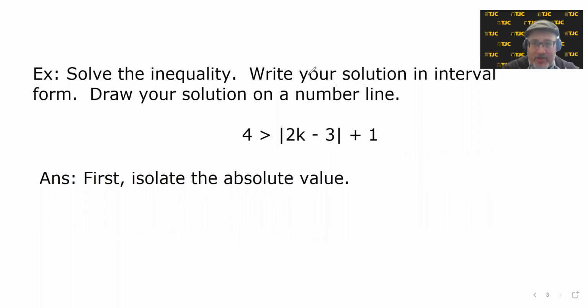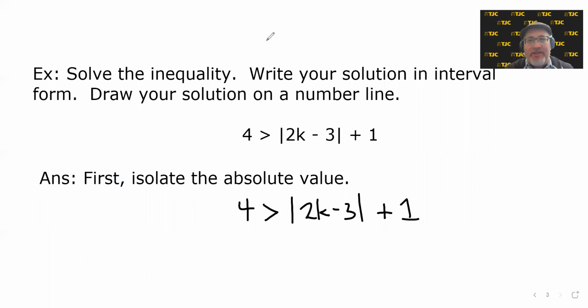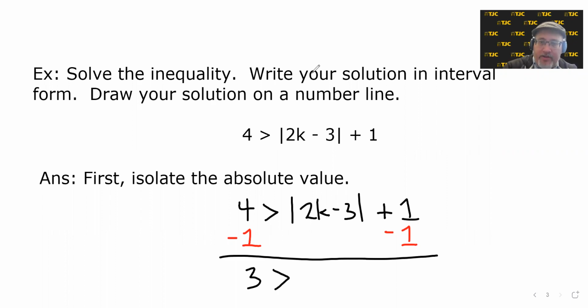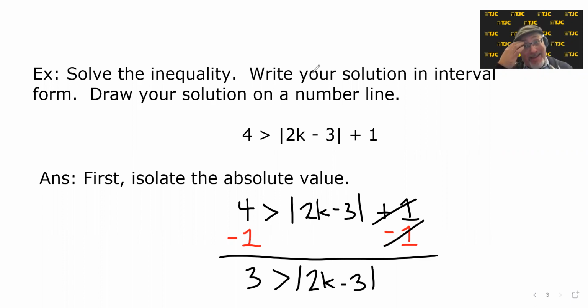4 is greater than the absolute value of 2k minus 3, and then plus 1. If we want to isolate the absolute value, that means that we want to get rid of any numbers that are on the same side of the absolute value, but outside the absolute value. We need to get rid of the plus 1. And to get rid of a plus 1, of course, we use a minus 1. Subtract 1 from both sides, and that will give us 3 on the left, greater than. On the right, the ones cancel, leaving us the absolute value of 2k minus 3. So that fixes the absolute value not being isolated issue.